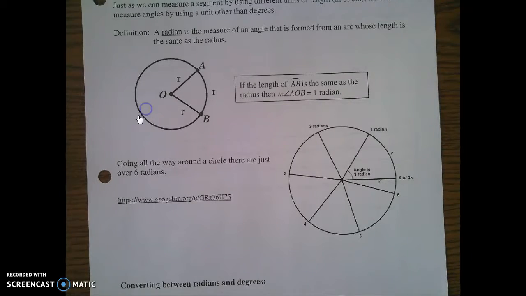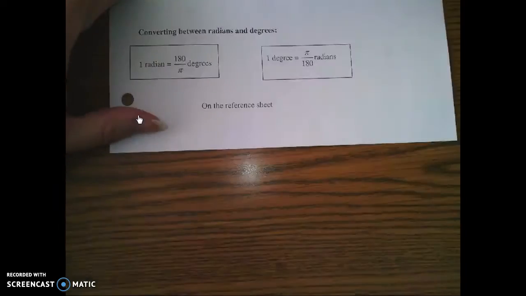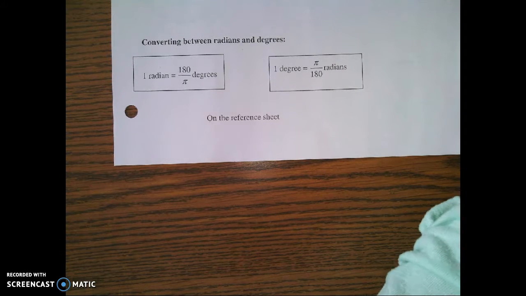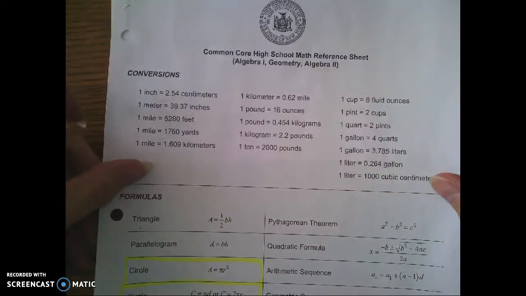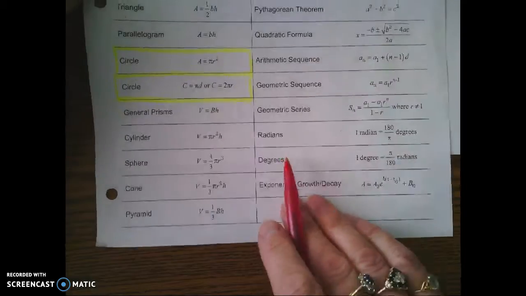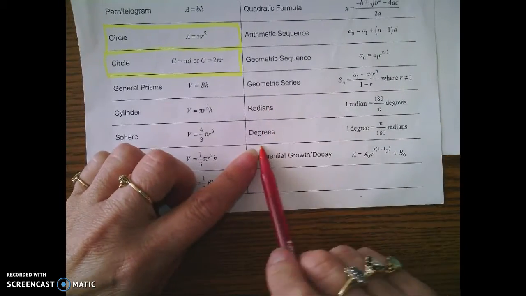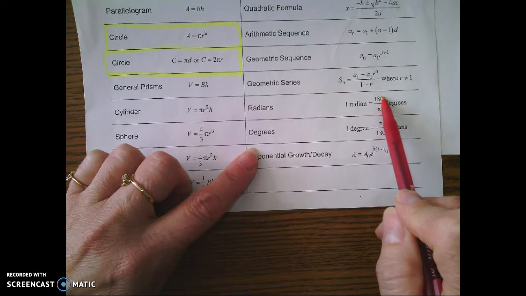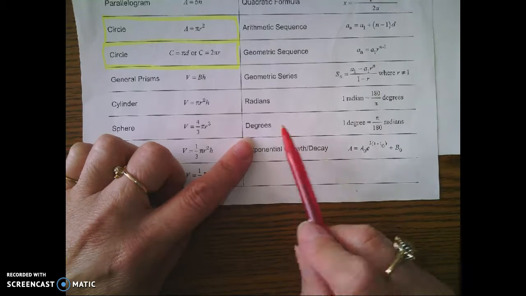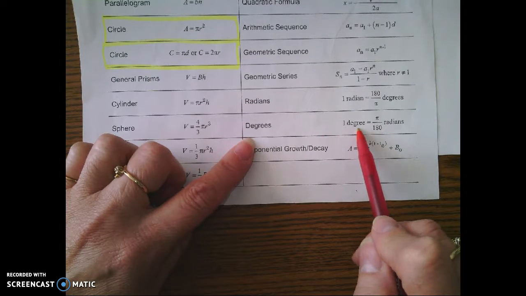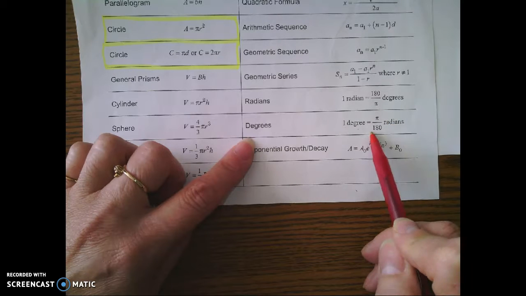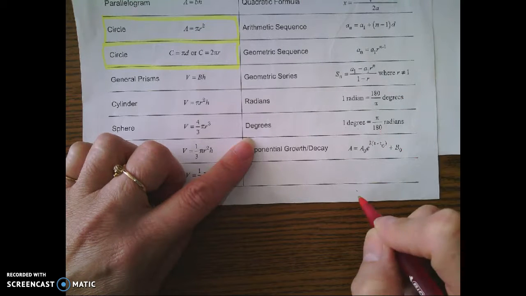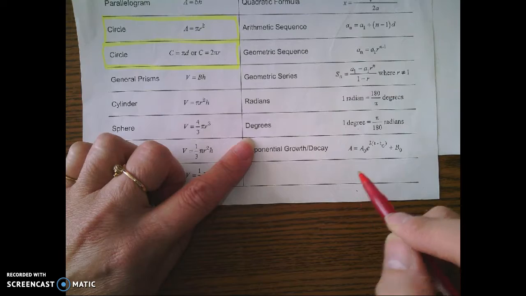Okay, so we need to learn how to convert from degrees to radians. So on the reference sheet for the Common Core, it is down here. So do you see radians and degrees? 1 radian is 180 degrees divided by pi. The degree goes with 180. Or if you want to convert the other way, 1 degree is pi radians over 180 degrees. So, you know, the word degrees goes with 180. And radians goes with the pi.